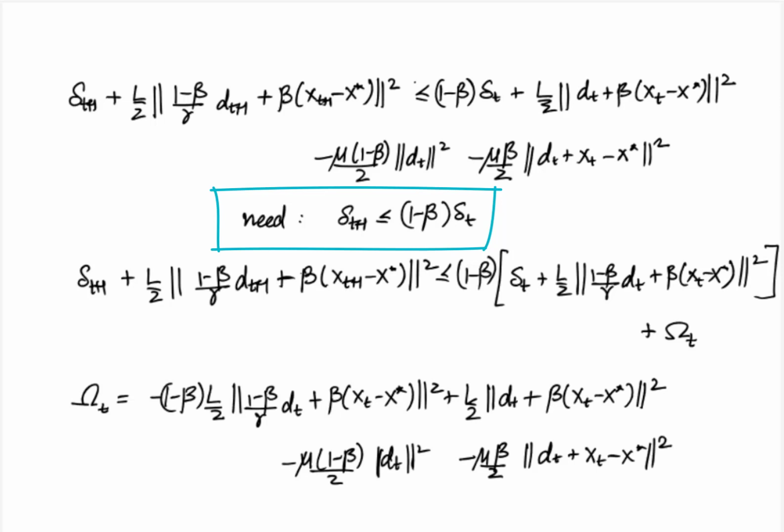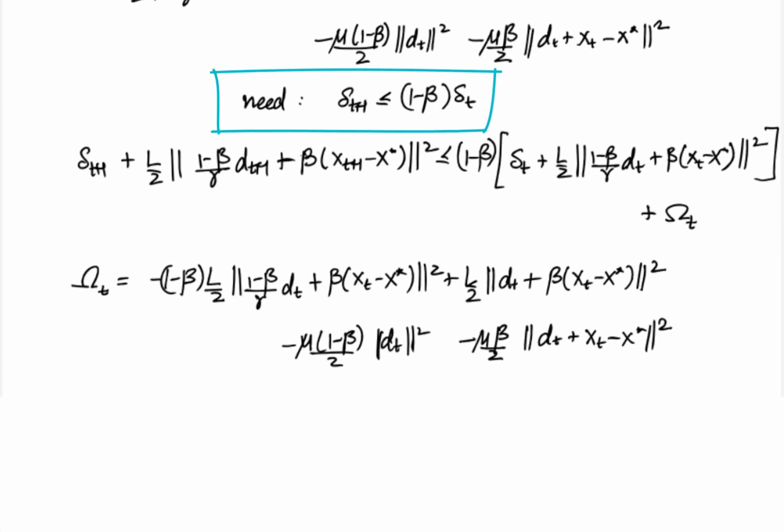So here we have added and subtracted the required terms so as to get it in the form of a contraction bound and put everything in ω_t. So we can see that we have the required contraction bound if we can ensure that ω_t is less than or equal to 0. We are free to choose both γ and β in order to ensure this. If ω_t is less than or equal to 0, we will be able to drop it from the right hand side.